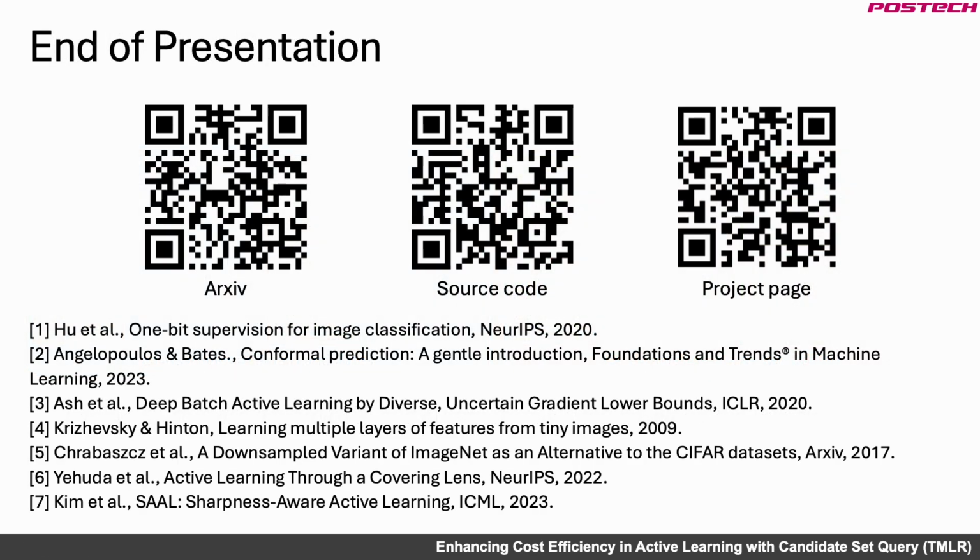In summary, we propose candidate set query, an active learning framework that effectively reduces labeling cost by presenting annotators with smaller, reliable sets of candidate labels. We also introduce a cost-efficient acquisition function that balances informativeness and annotation cost. Experiments on multiple datasets demonstrate significant gains in cost efficiency.